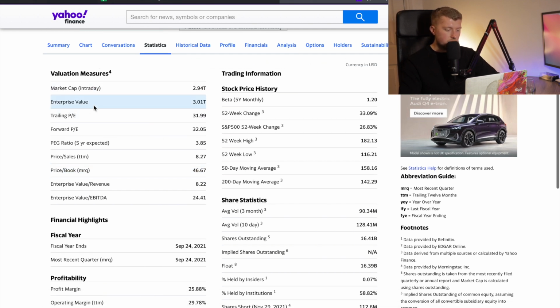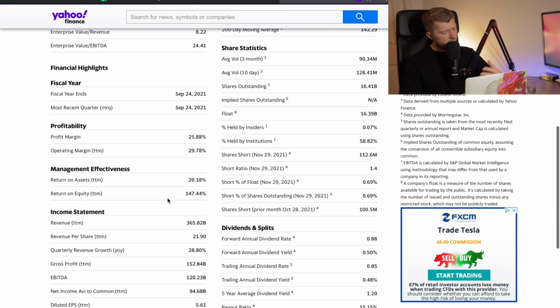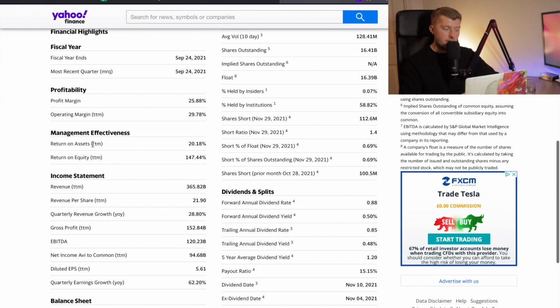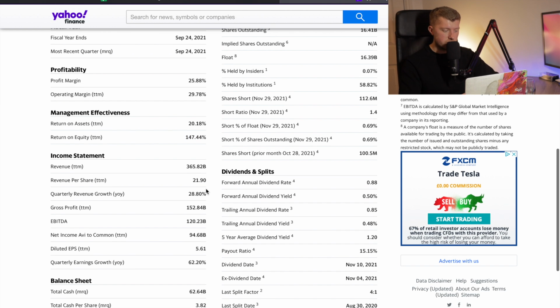So again, we've got the market cap, enterprise value, price to sales, price to book, price on earnings growth, enterprise value to revenue, enterprise value to EBITDA. Again, we've got profitability, so profit margins, which we've discussed at 25.8, pretty healthy stuff. We've got return on assets, return on equity, very strong return on equity of 147%.